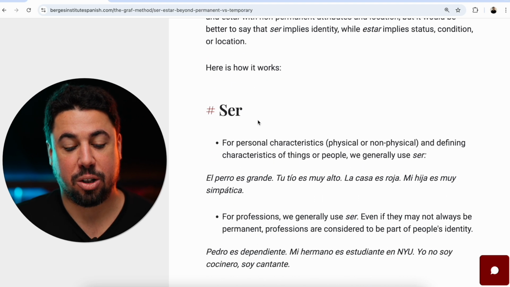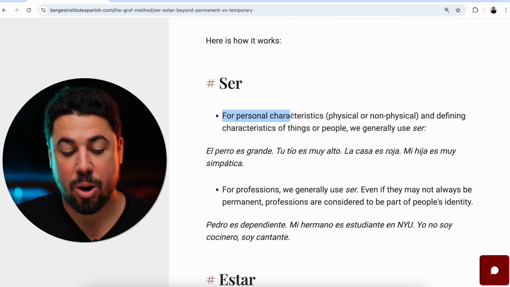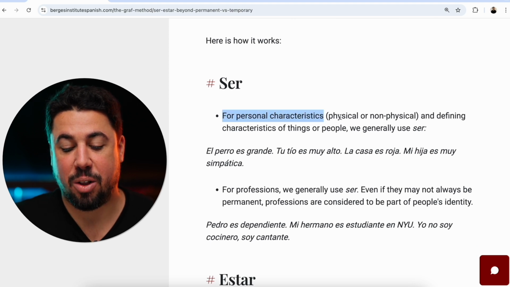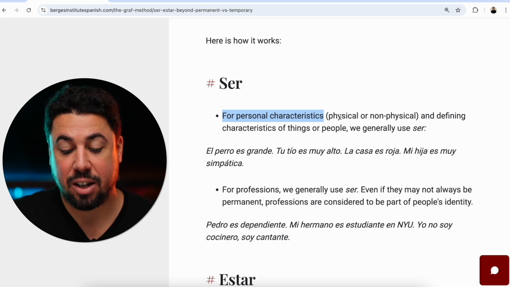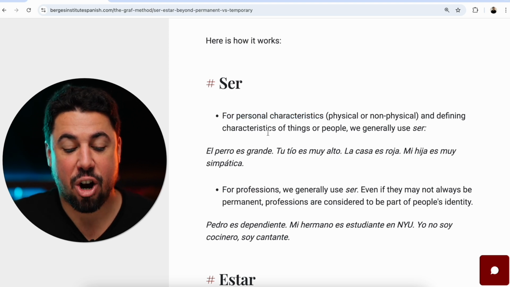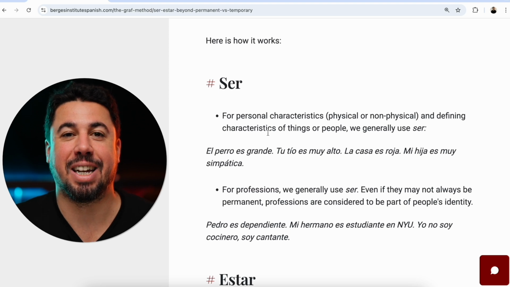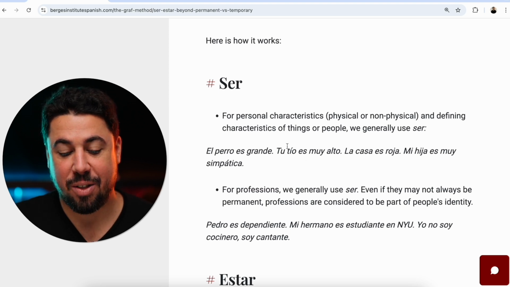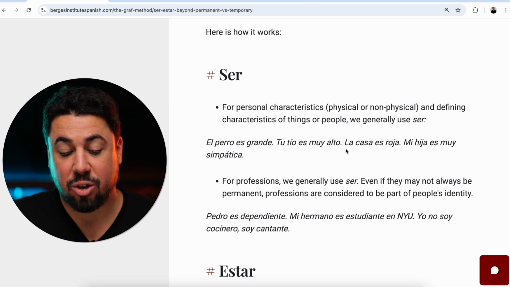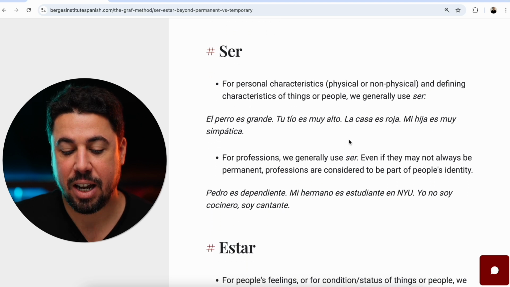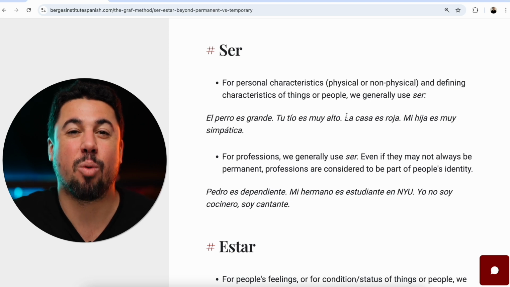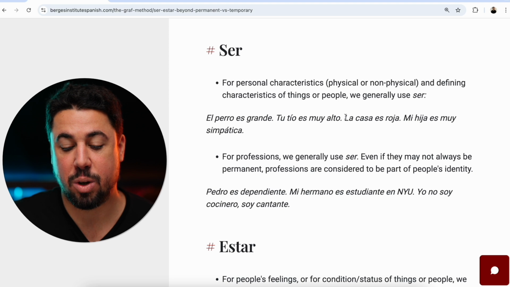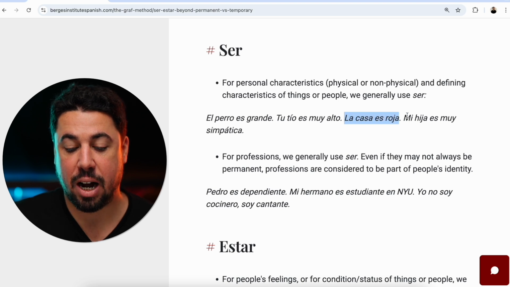So here's how it works. We use ser for personal characteristics. It doesn't matter that they are physical or non-physical, and defining characteristics of things or people. For saying that the dog is big, that's a defining characteristic. It is a big dog. For saying that your uncle is very tall, same thing, it's a defining characteristic. The house is red. Can't we paint it blue? Yes, we can paint it blue, but right now the house is red, and being red is a defining characteristic of the house. So we say, la casa es roja.